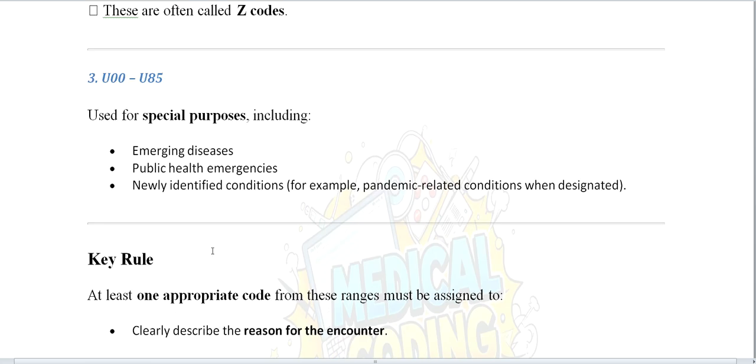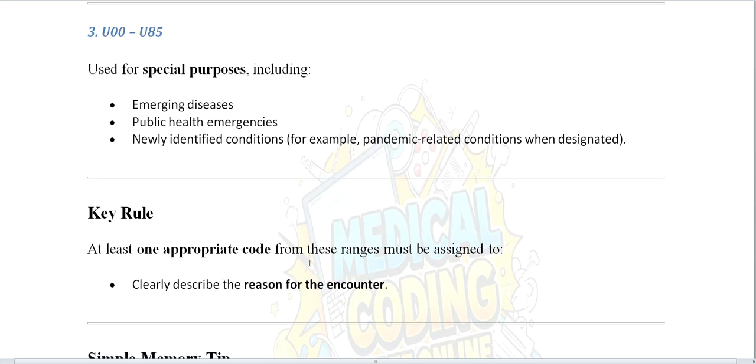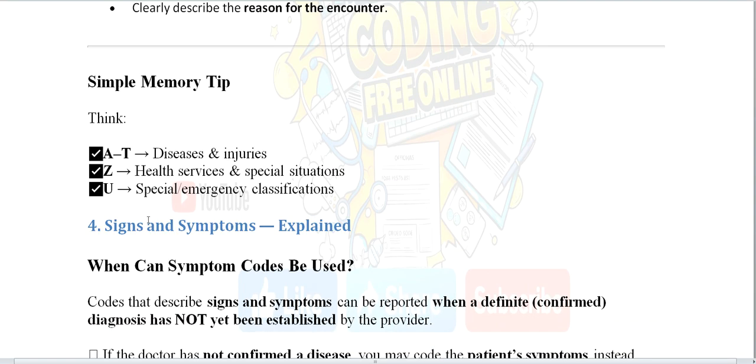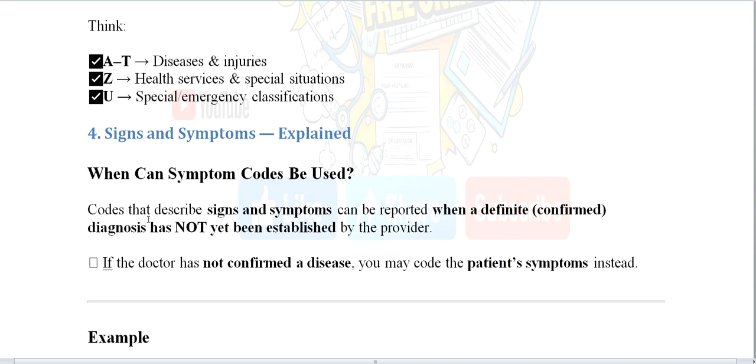So, what is the key rule for this code? At least one appropriate code from this range must be assigned. Clearly describe the reason for the encounter. So, simple memory tip: A to T, disease or injuries; Z series, health service; and U, special and emergency classification. So, fourth heading, signs and symptoms.